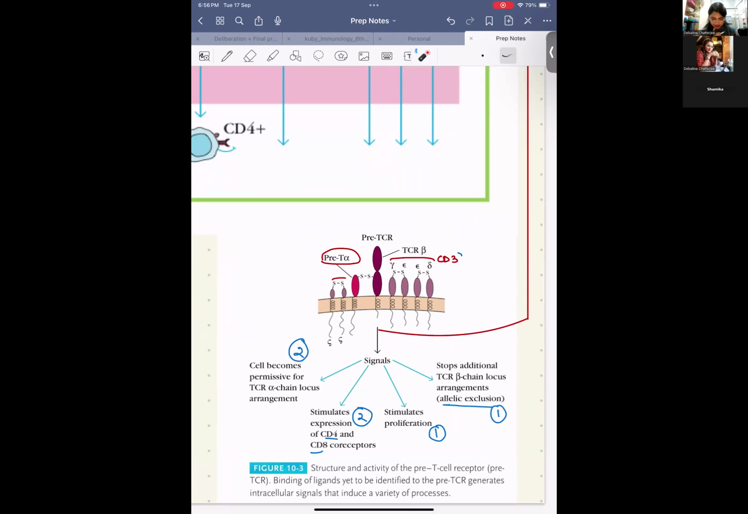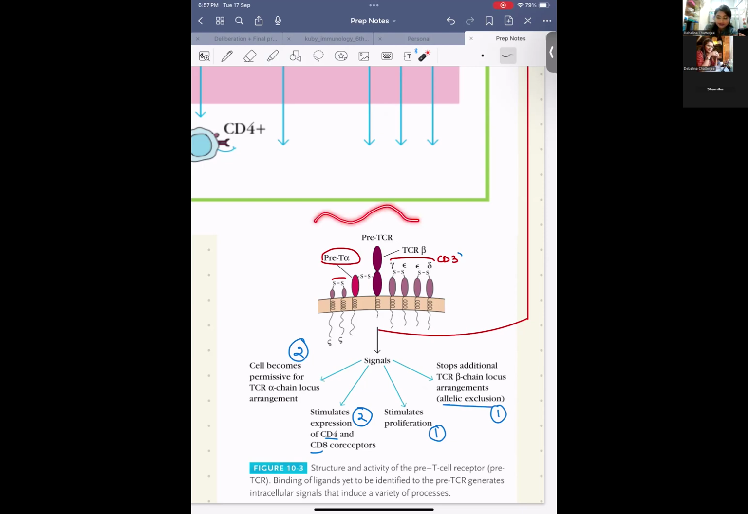Ma'am, the joining of which two chains is responsible for inducing the signals which are performing the following function? It's not any of the chains joining amongst each other that is leading to this signal transduction, right? So this is a pre-TCR. A TCR, if you remember, alone cannot give any signal. So these chains are all of CD3 and they are present in association with the TCR molecule.